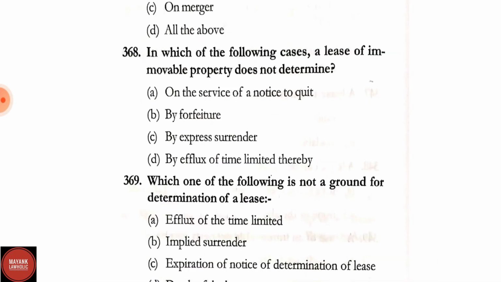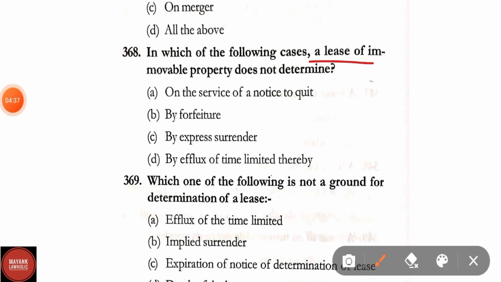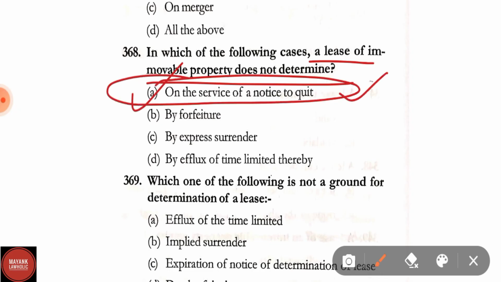Question number 368. In which one of the following cases does a lease of immovable property not determine? Option A, on the service of a notice to quit, option B, by forfeiture, option C, by express surrender, option D, by efflux of time limited thereby. Correct answer is option A, that is on the service of a notice to quit.